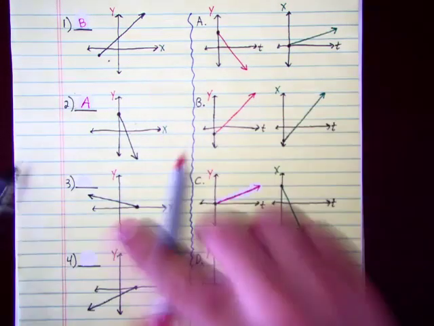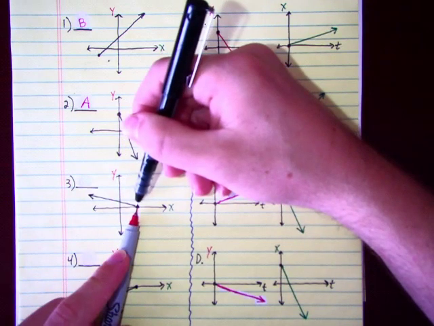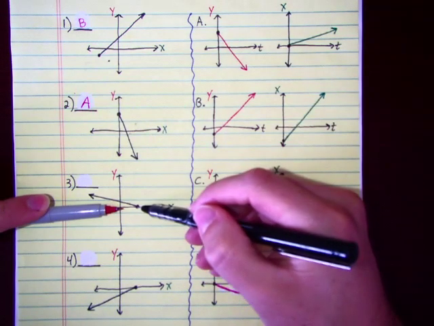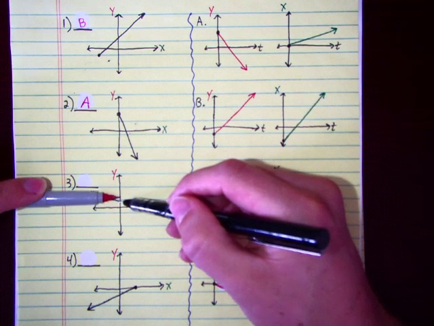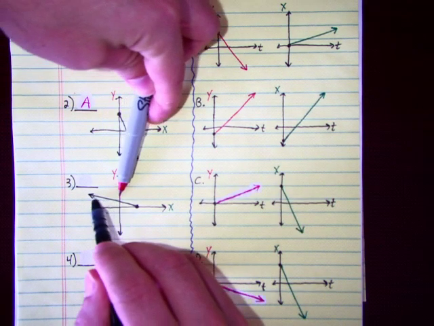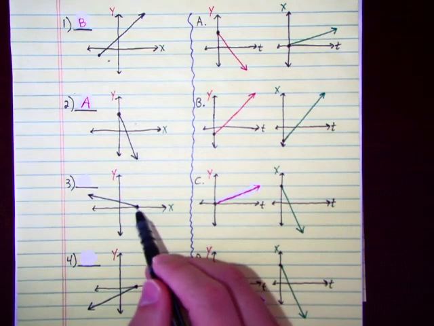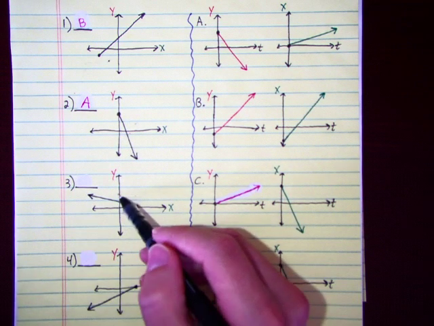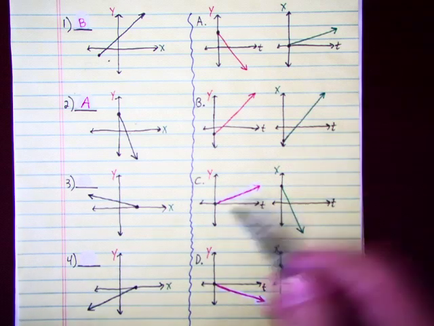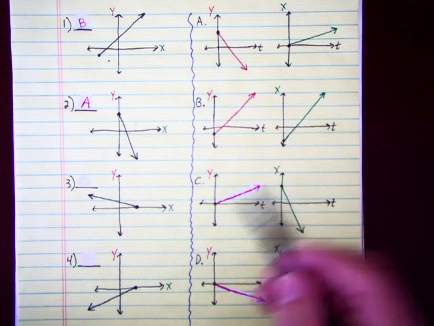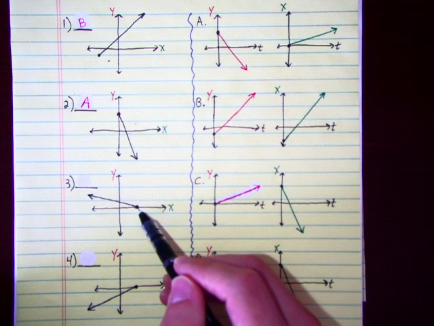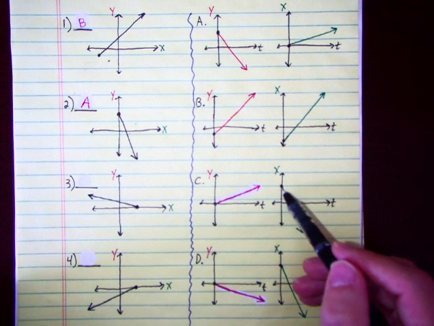Here, as we move along the path, our x-coordinate is decreasing and our y-coordinate is increasing. X is decreasing rapidly, y is increasing slowly. That matches this pair right here. X is decreasing rapidly, y is increasing slowly. Y-coordinate starts at 0 at time equals 0. X-coordinate starts positive at time equals 0.